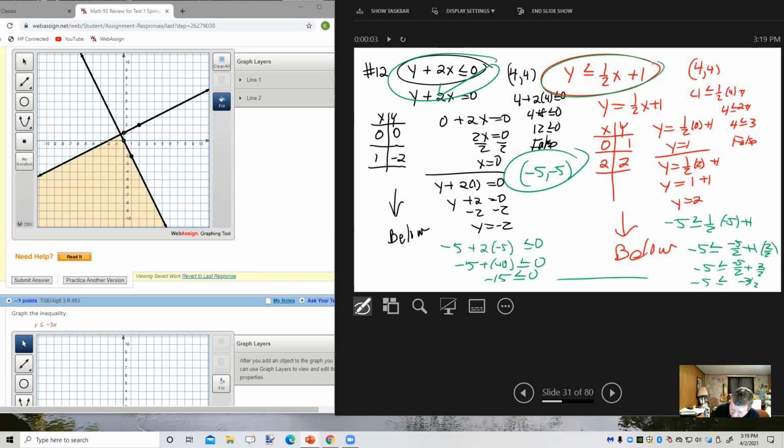Think about it on a number line. Okay, you got 0, -1, -2, -3. -3 halves would be -1.5. -5 would be over here. So yeah, -5 is less than or equal to. So it checks. And there you have it. So I'm going to stop the recording.